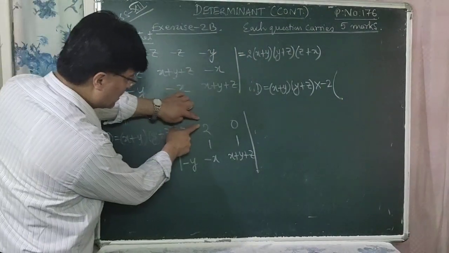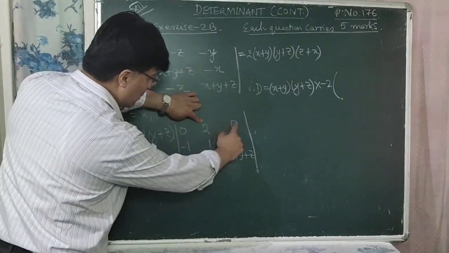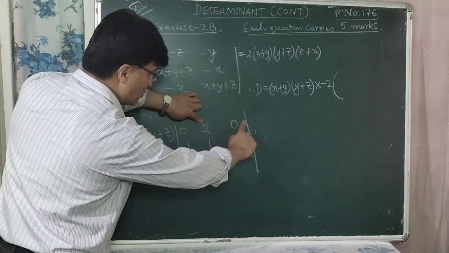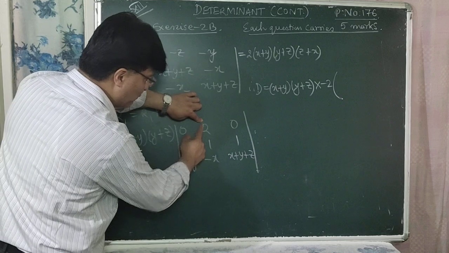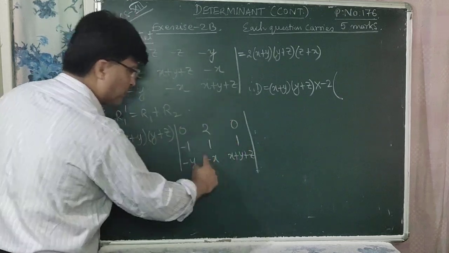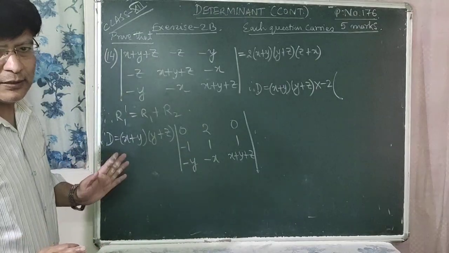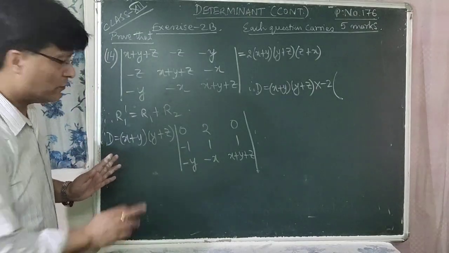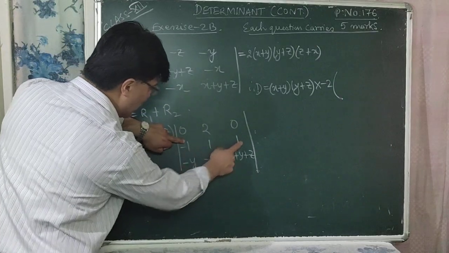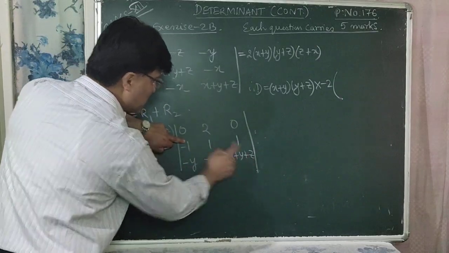You will consider this term 2, delete the row and the column through the element 2. That means you have to forget about the first row and forget about the second column. First row and second column are deleted. So what remains? Minus 1, 1, minus y, x plus y plus z.